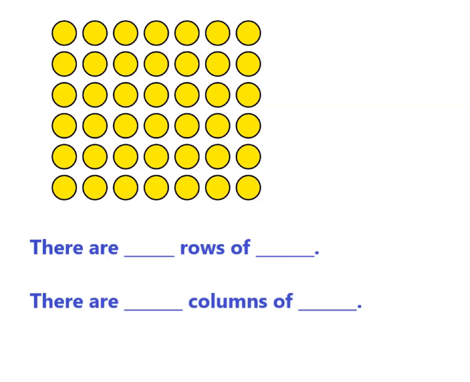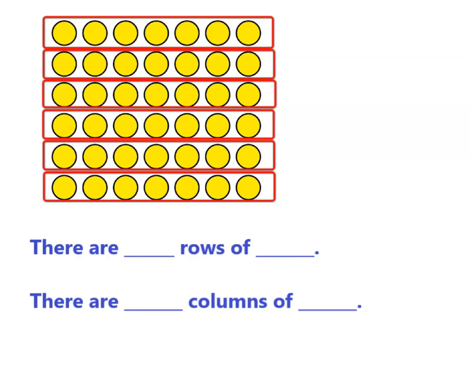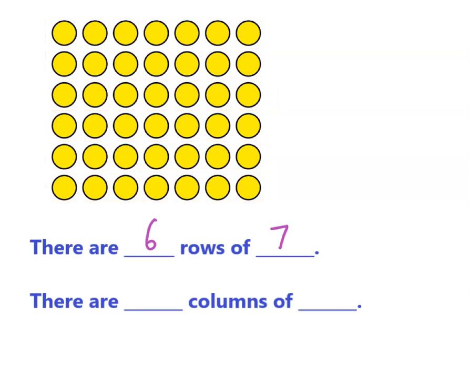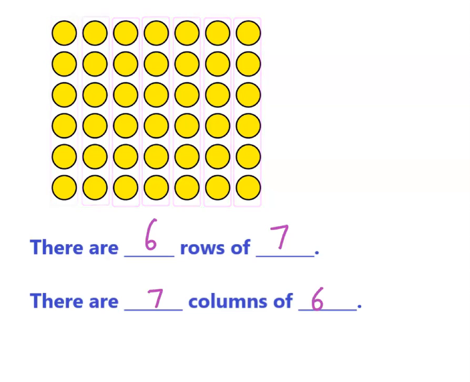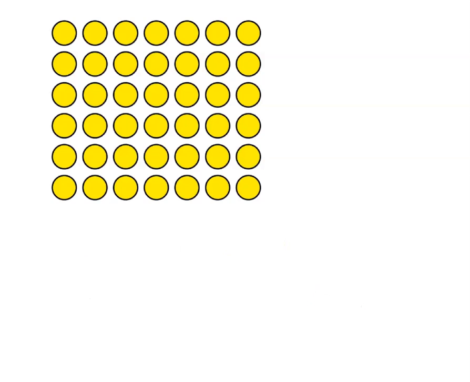Here is an array. Let's use these sentences to describe the array. First of all, let's look at the rows. We can see that in each row there are 7 counters, and there are 6 rows of 7. How about the columns? We can see that there are 7 columns of 6. We can use this array to write some multiplication and division sentences.